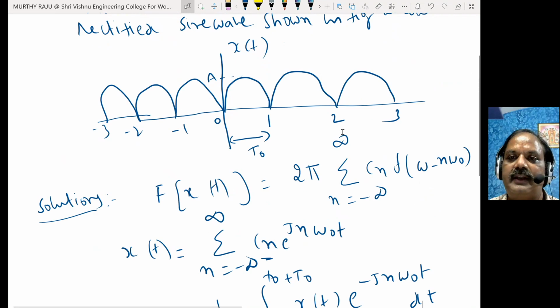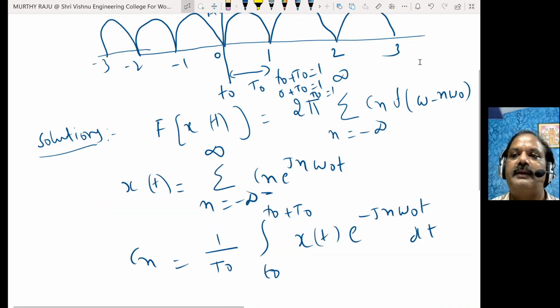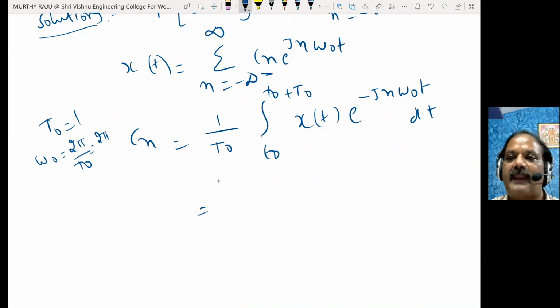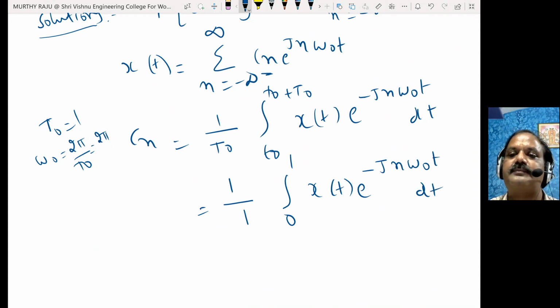Here small t naught is equal to 0, and small t naught plus capital T naught is equal to 1. Therefore, 0 plus T naught is equal to 1, so T naught is equal to 1. Omega naught is equal to 2 pi by T naught, that is equal to 2 pi. So Cn is 1 by 1 times the integral from 0 to 1 of x of t e power minus j n omega naught t dt.